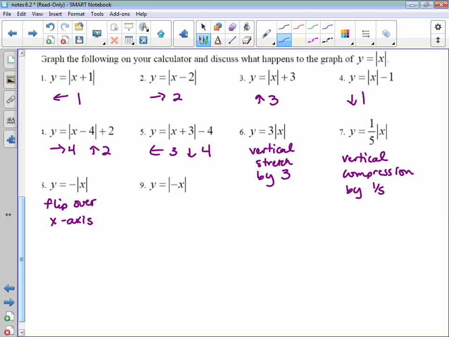Okay. Number 9, if you look at that, think about it. It's the x that is changing sign, like x is going from positive to negative. So do you see how that's a reflection across the y-axis? Flip or reflect over the y-axis. With absolute value, it won't look any different. All right, so you guys remember these clearly, right? You remember your shifting rules?